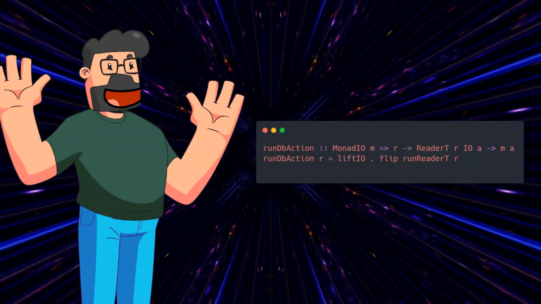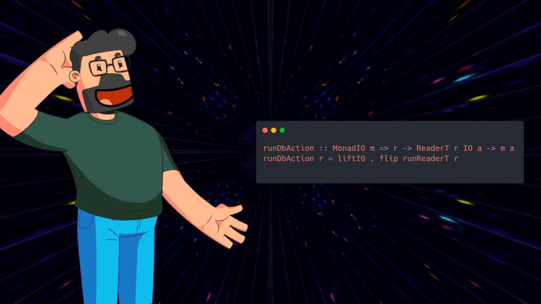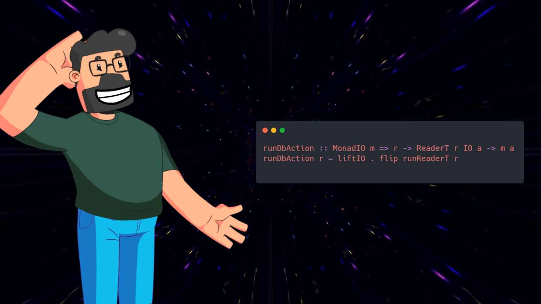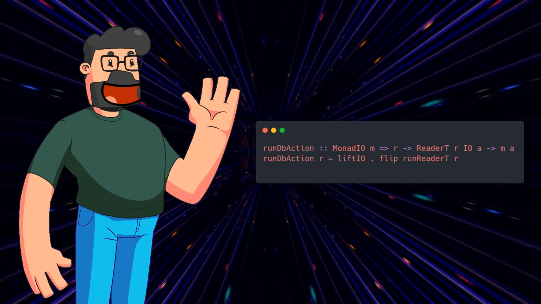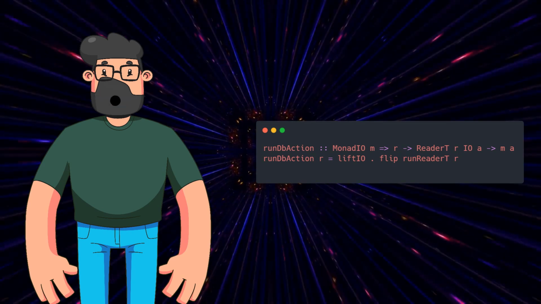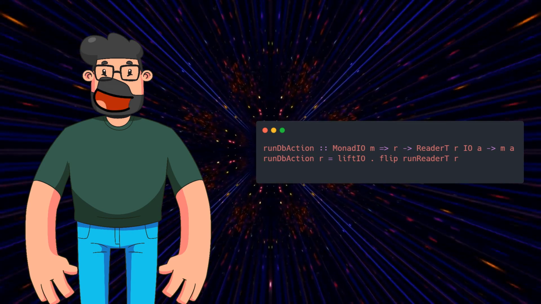Now let's delve into the solution. The first step is to create a function called runDbAction with a signature that takes a parameter of type ReaderT or IO way and returns a result in Monad. This function uses liftIO and runReaderT to eliminate the repetition of running SQL queries with the connection pool.